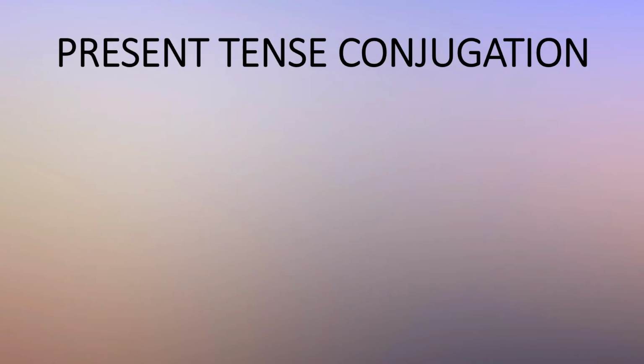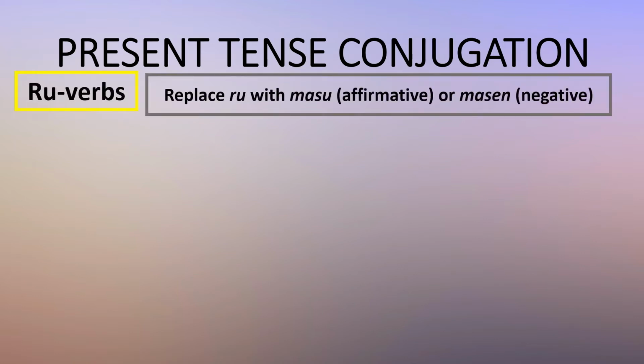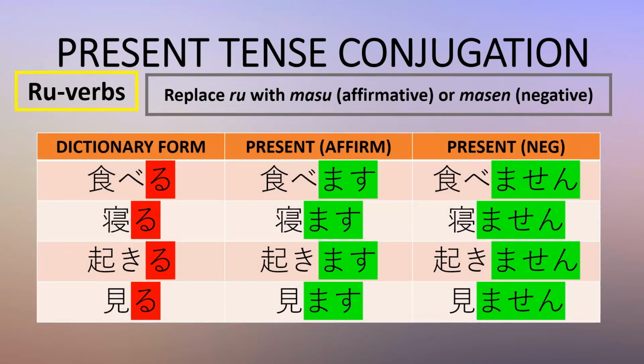And then the present conjugation. Now we are going to conjugate these words in the present form, that is present positive and present negative. For the Ru-verbs, we replace the ru with mas for affirmative and masen for negative. Examples. Taberu, to eat. We remove the ru in the red highlight, then we add mas. So it becomes tabemas.